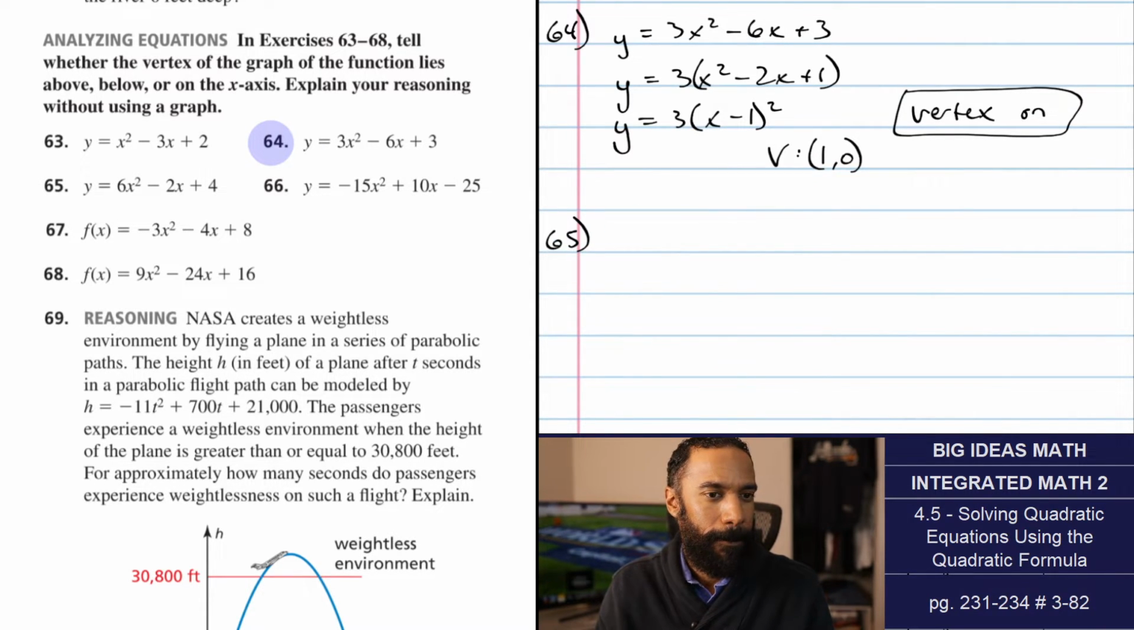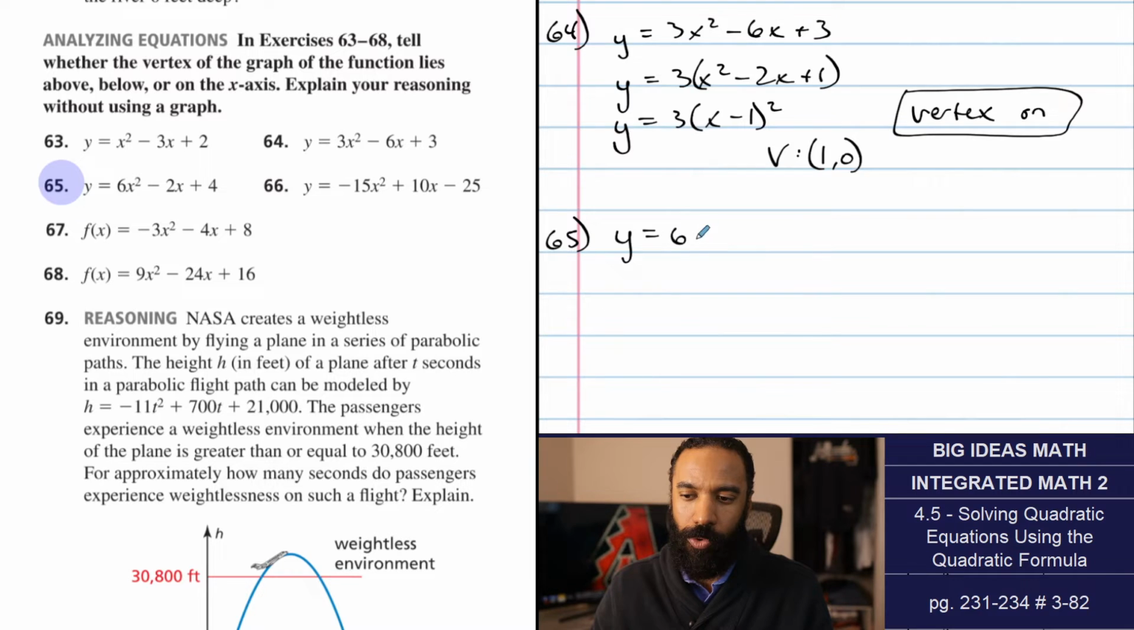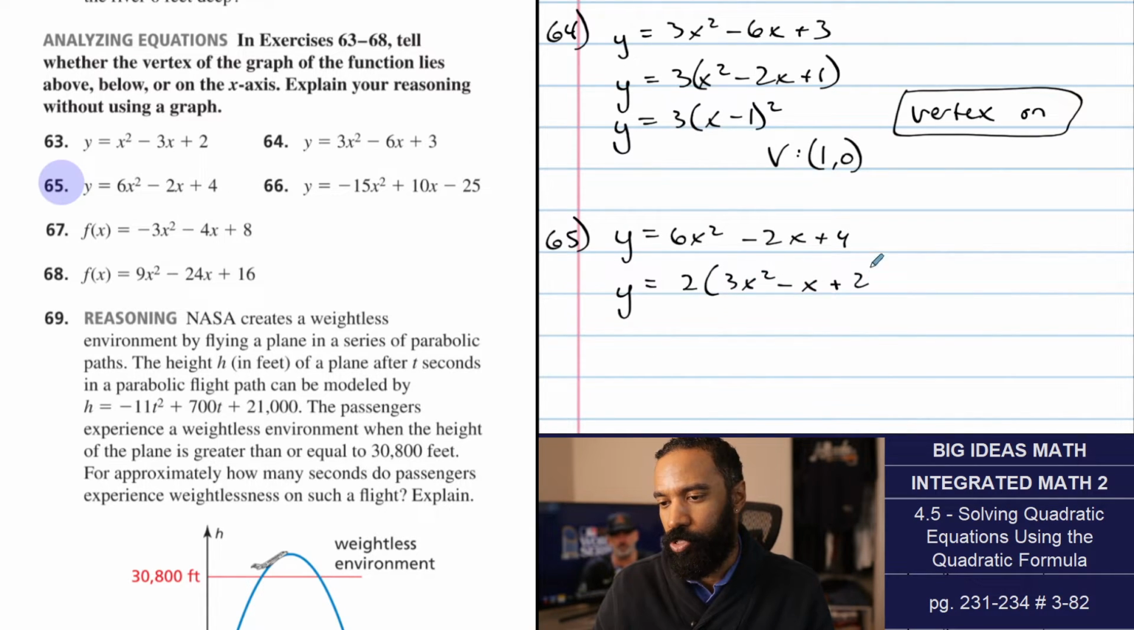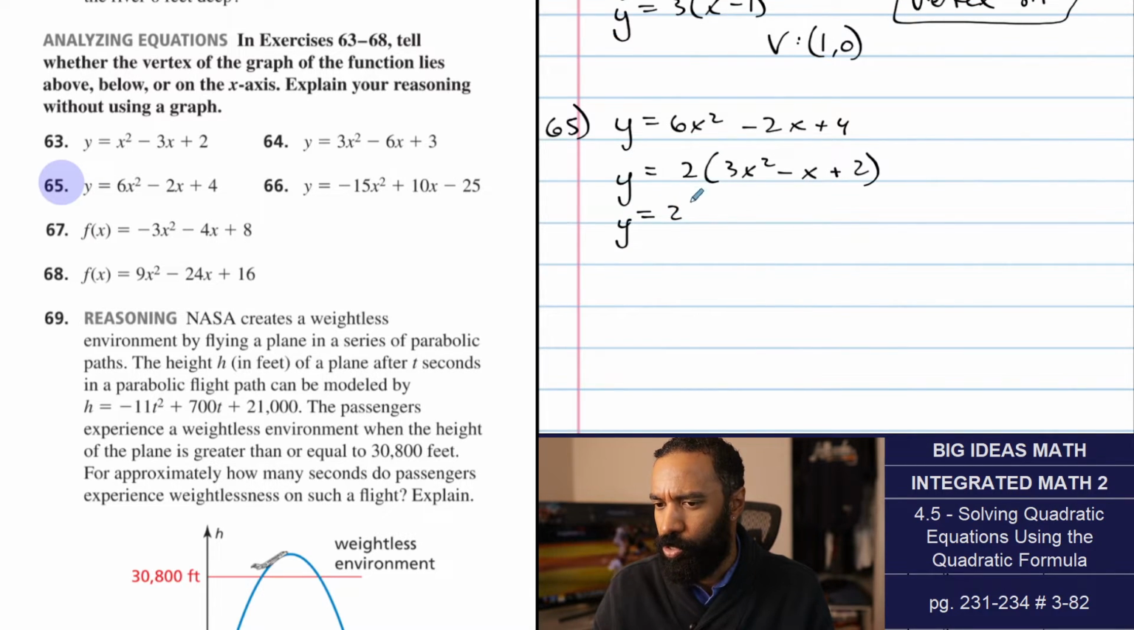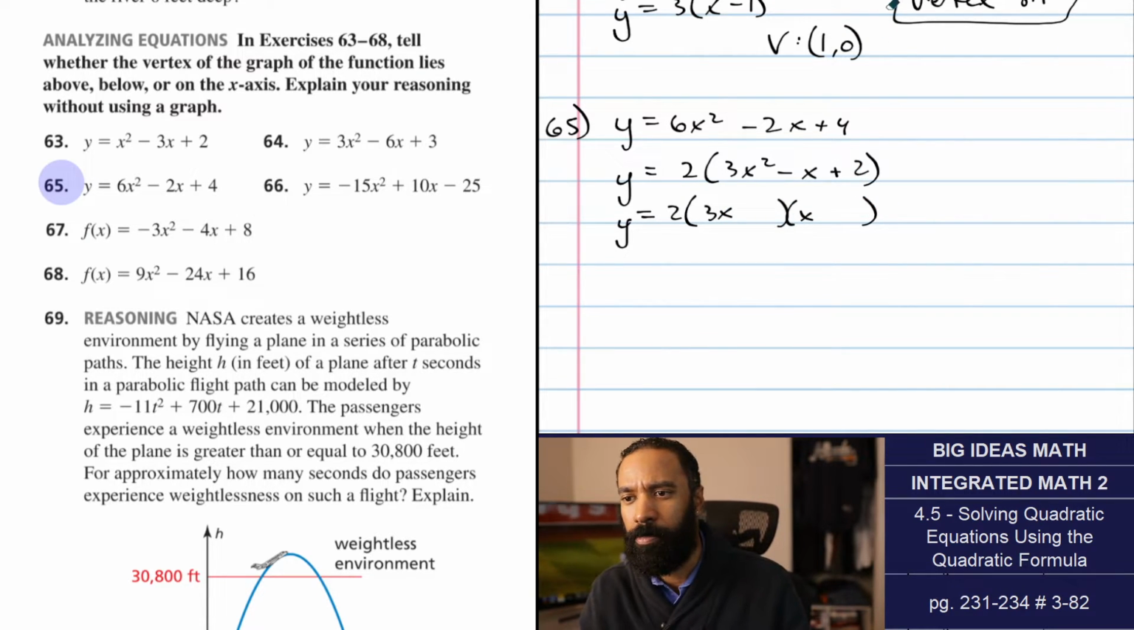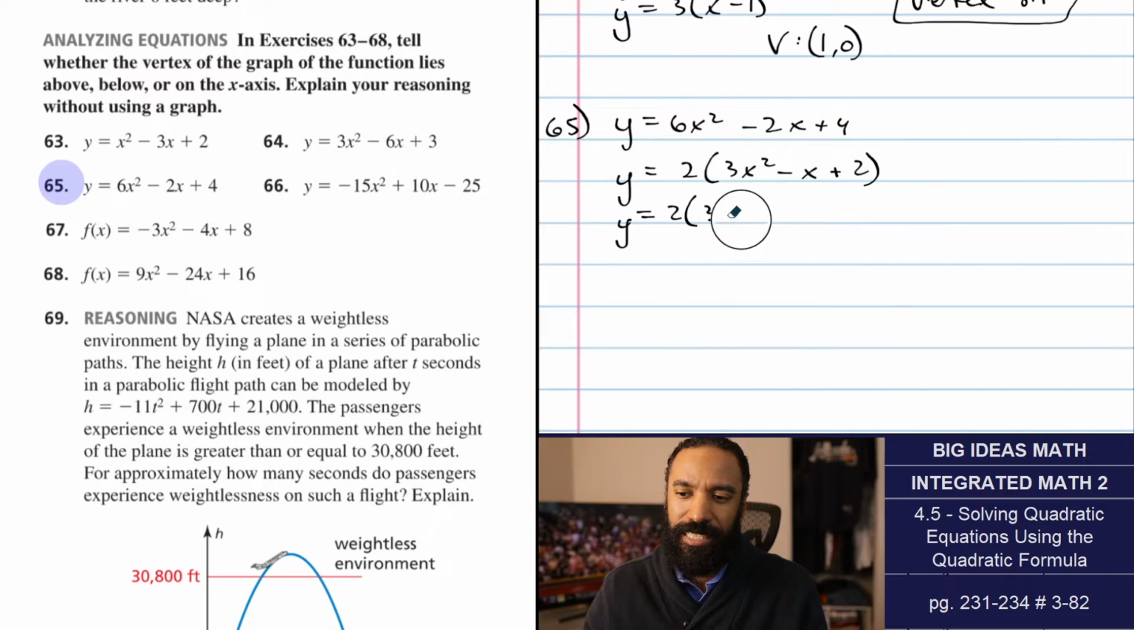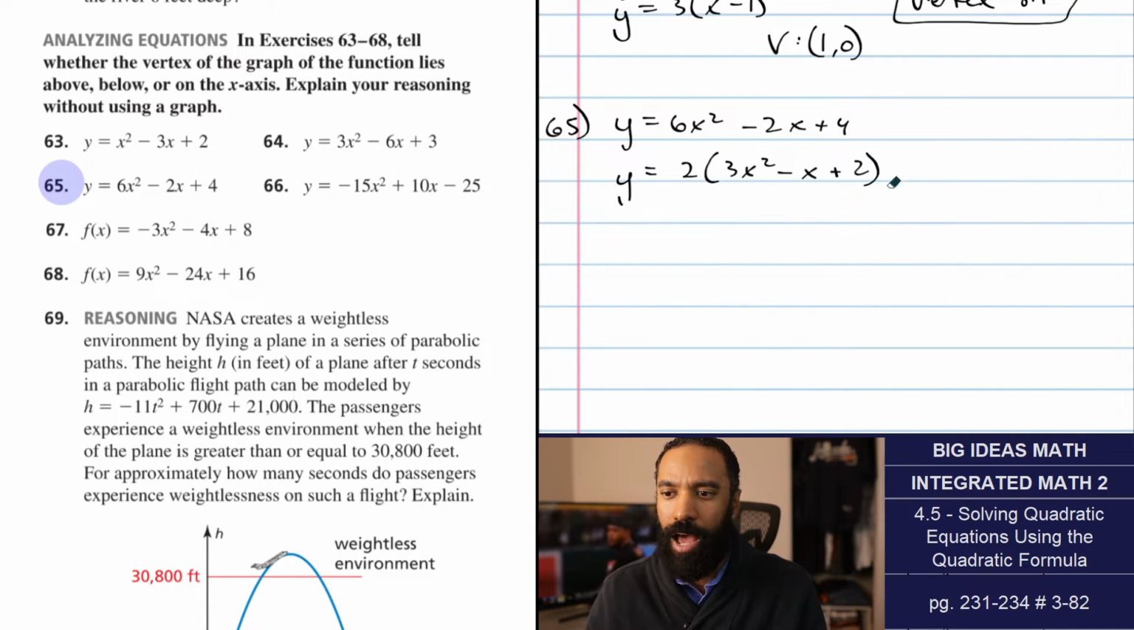65. I see a GCF. Let's see where we go from there. Y equals 6x squared minus 2x plus 4. I can factor 2 out, and I'm left with 3x squared minus x plus 2. 3, 2, 1. Yeah, y is 2 times 3x and x. What am I seeing? Oh, never mind. That's a plus. Oh, yeah, that's not factorable. Okay, so not factorable.